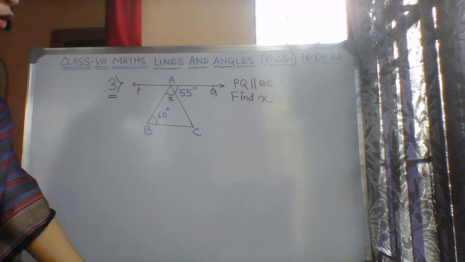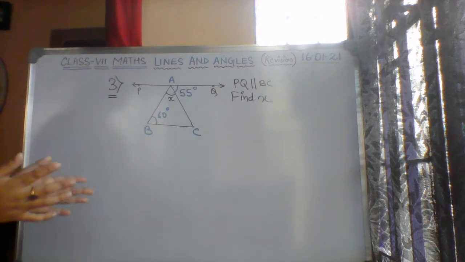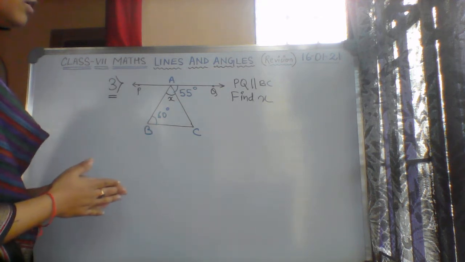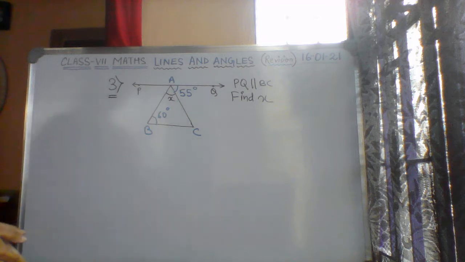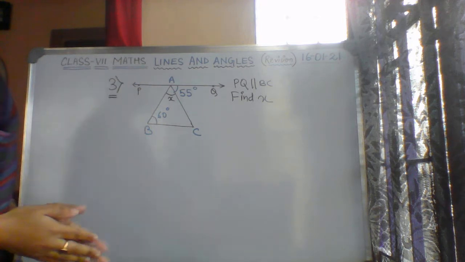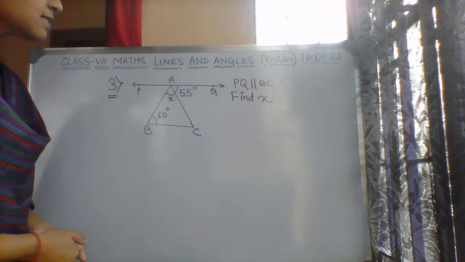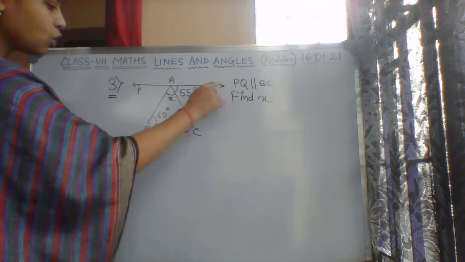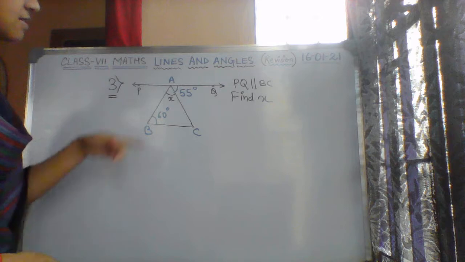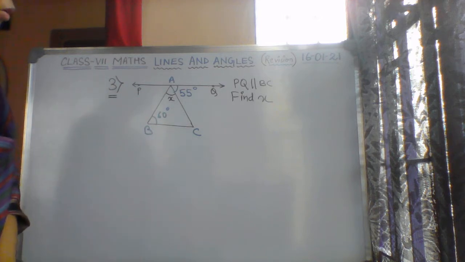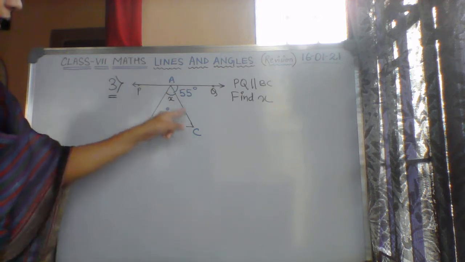So how can you apply it over here? You have to identify what is given. Figure reading is important over here. Have you got anything else given over here? PQ parallel to BC. What about AC?